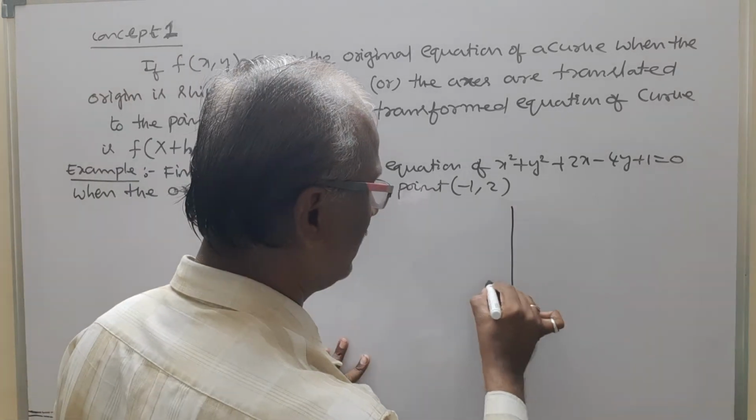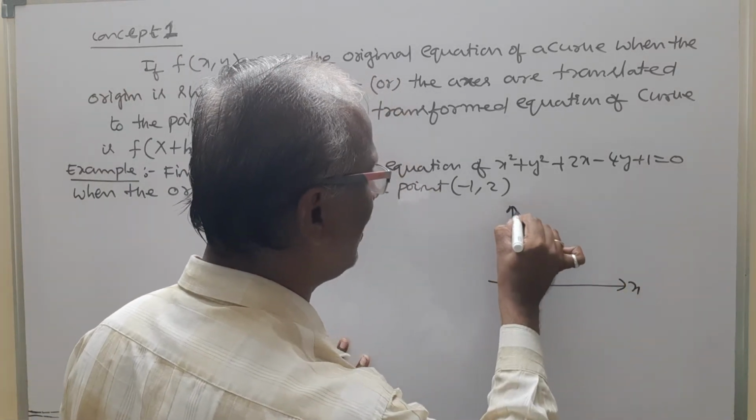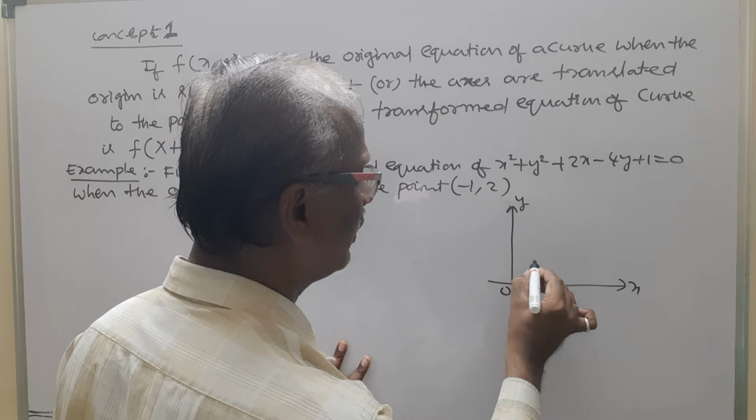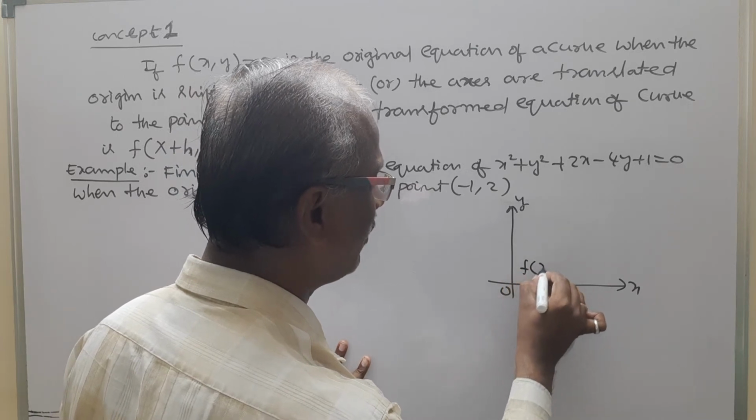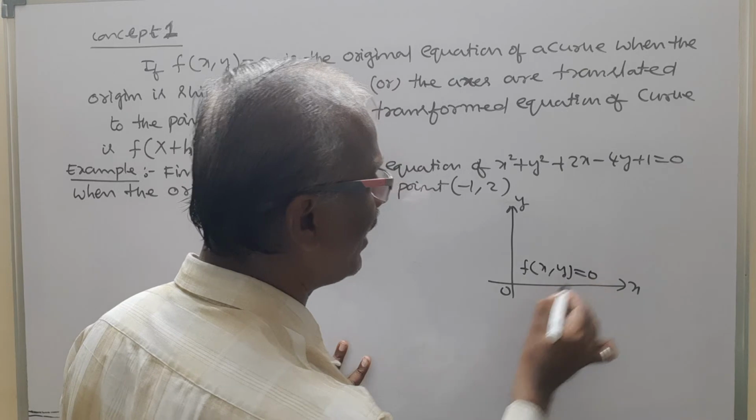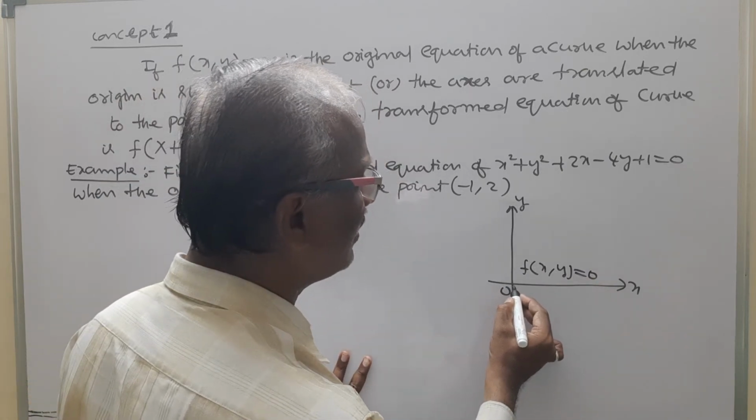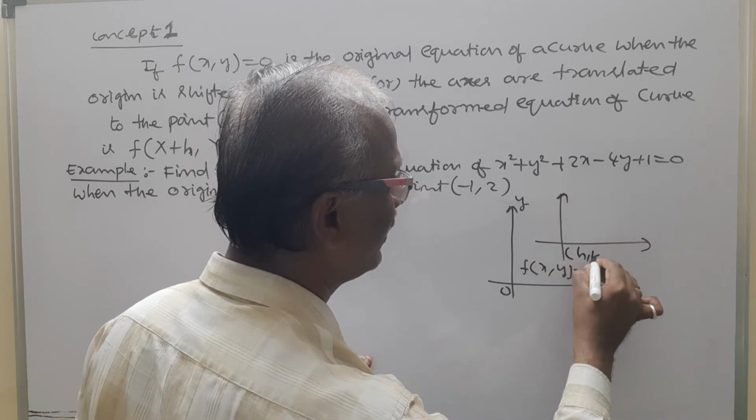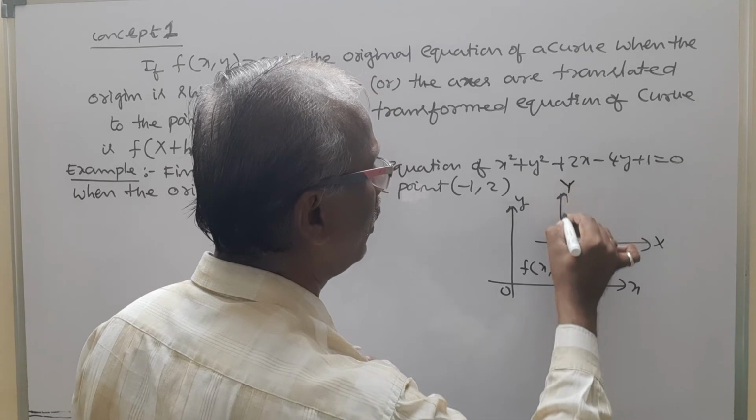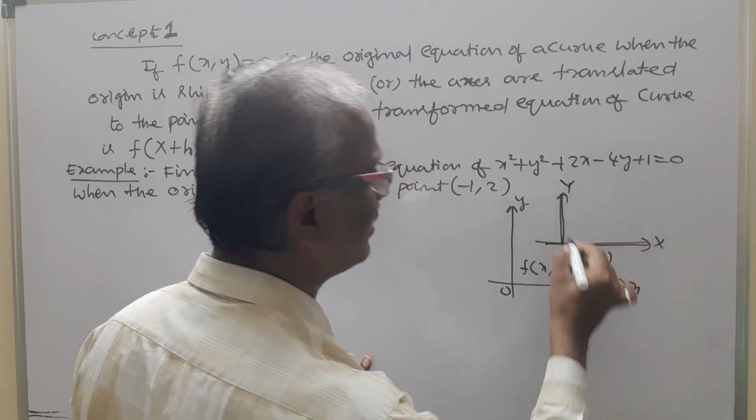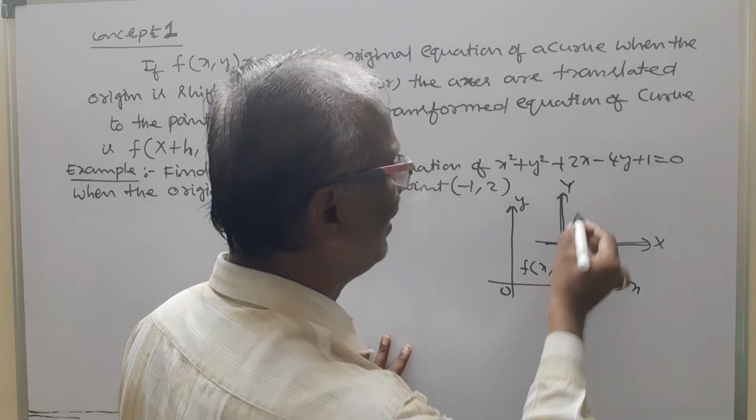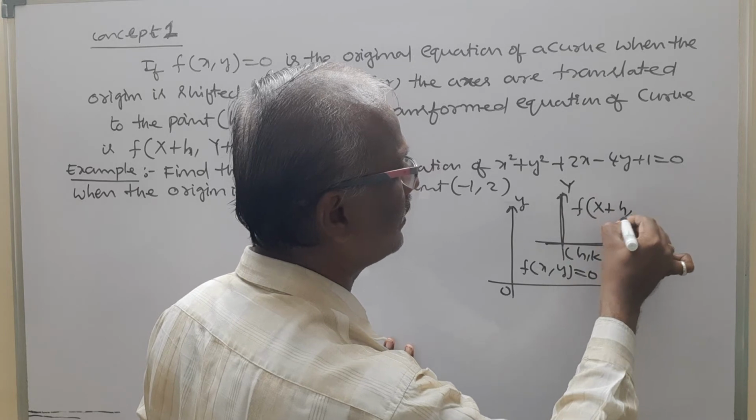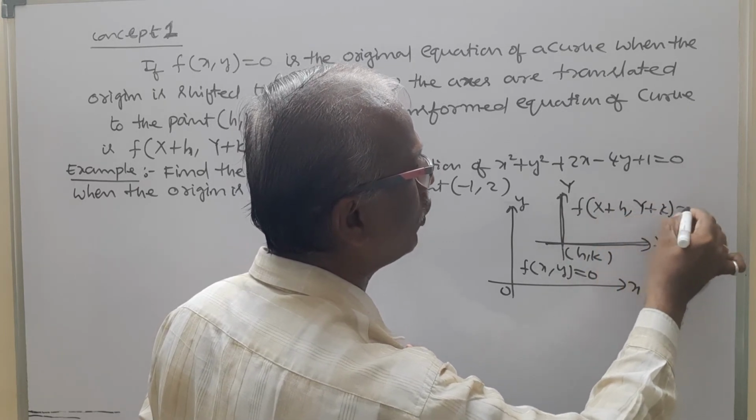Here, this is the original axis. On it a curve is formed; this is the original equation of the curve, in the form f(x, y) = 0. If the origin is translated, or shifted, to (h, k), then this is the new axis. In this new axis, the transformed equation of the curve is f(X + h, Y + k) = 0.